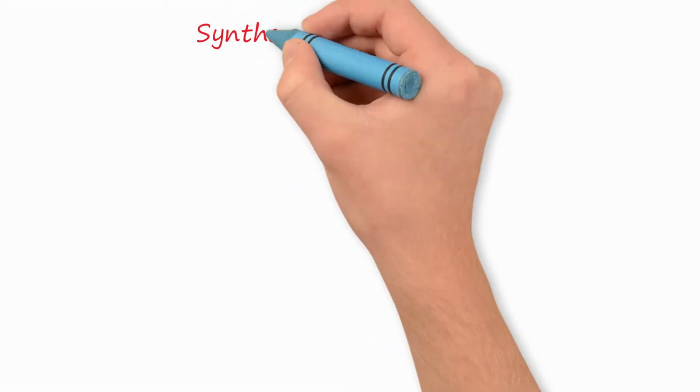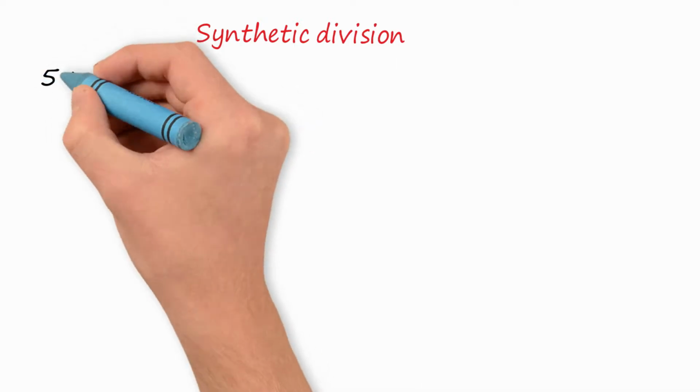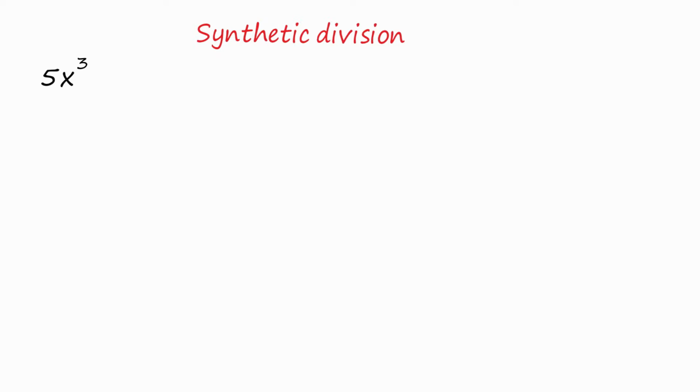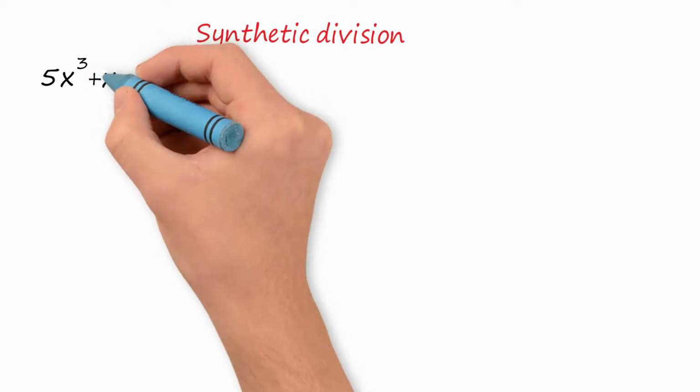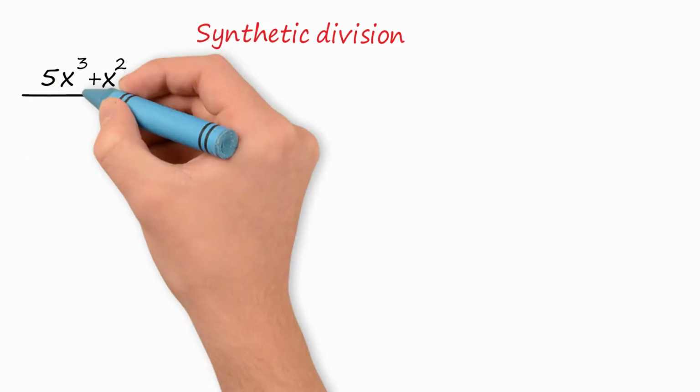Hi everybody, in this video I'm going to teach you how to divide polynomials using synthetic division. Synthetic division is just a fast way of dividing one polynomial by x plus a number or x minus a number. Let's look at this example: 5x cubed plus x squared minus 7 divided by x plus 1.